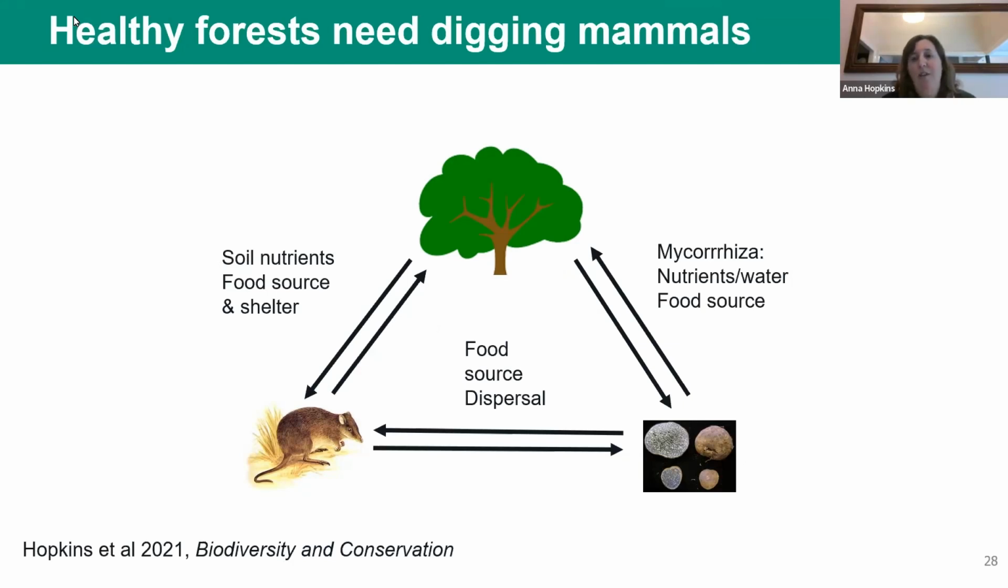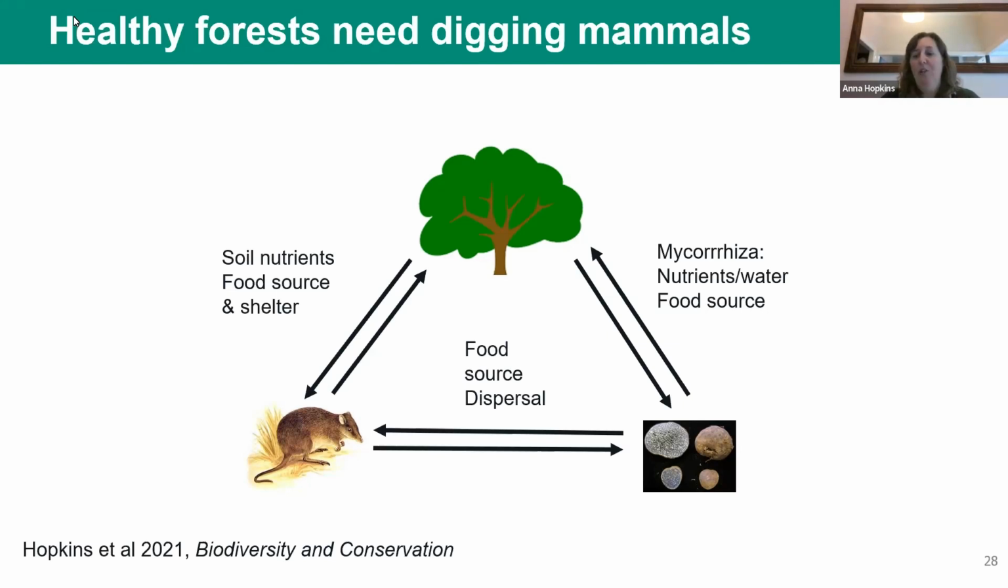Lots of those hypogeous fungi are mycorrhizal and form those specialized mycorrhizal associations with trees in the landscape. The trees provide important nutrients and food source for the digging mammals. The digging mammals also provide good habitat, good soil turnover and things that are important for tree growth. And then the digging mammals and the fungi have this special relationship in terms of food source and dispersal. So what we like to say is a tripartite relationship. So this is quite clearly established.